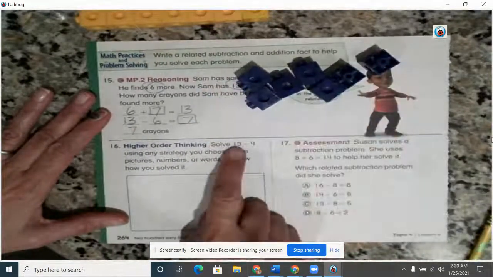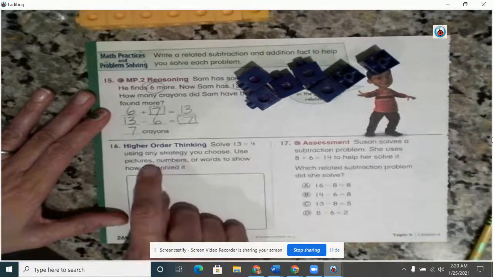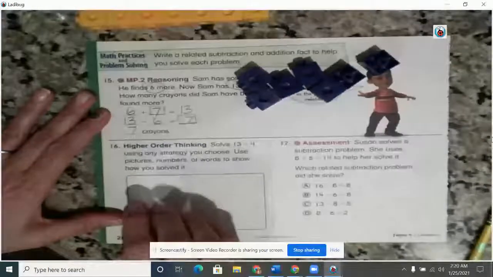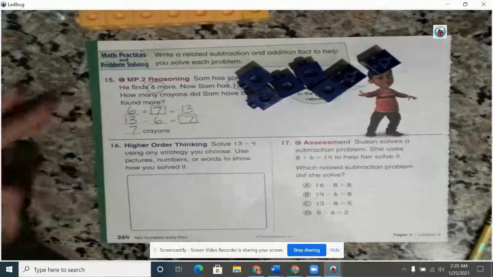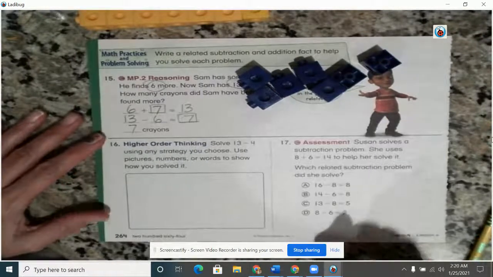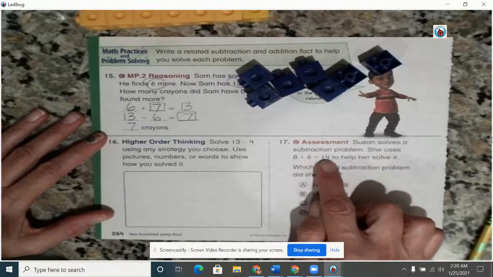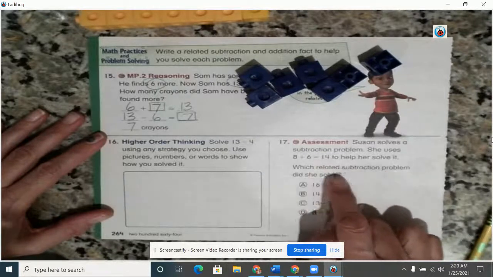Now here we have solved 13 minus 4 using any strategy you choose. You can do pictures, numbers, or words to show how you solved it. Go ahead and try that one. And you can pause it and try and figure that out on your own. And then Susan solves a subtraction problem. She uses 8 plus 6 equals 14 to solve it. Which subtraction problem did she solve?